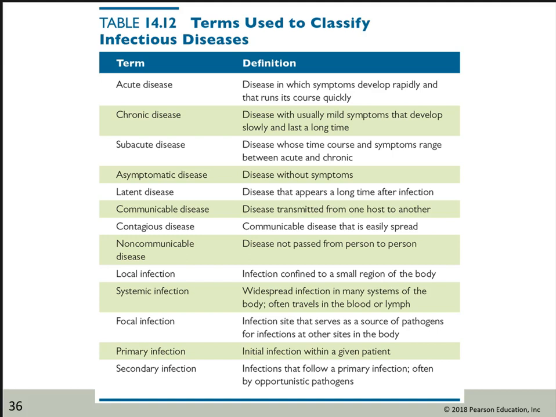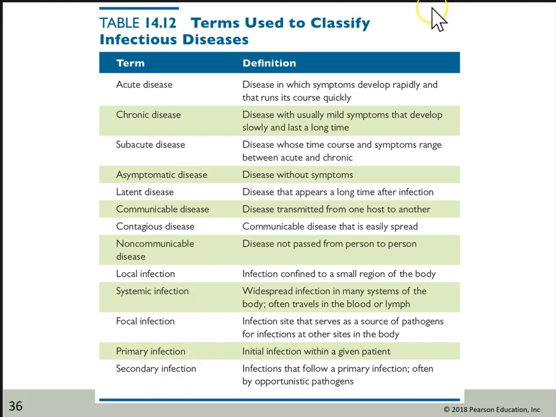There can be chronic disease. Those are diseases with usually mild symptoms that develop slowly and last for a long time. And we're going to see many examples of chronic diseases in the last six chapters. There are subacute diseases, asymptomatic diseases, latent diseases, communicable diseases that can be transmitted from one host to another, contagious disease, non-communicable disease, local infections, systemic infections.